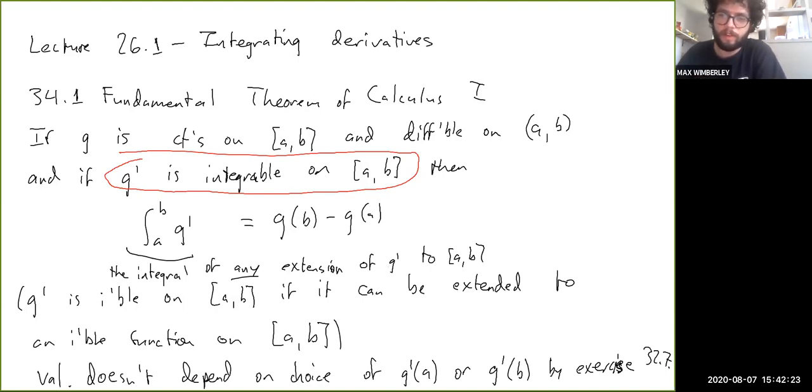So anyway, assuming that it is integrable, here's the proof. And it's actually surprisingly simple. So select partition P.